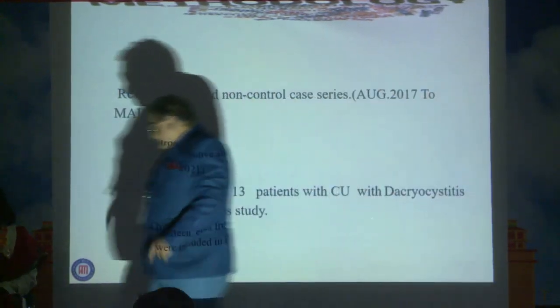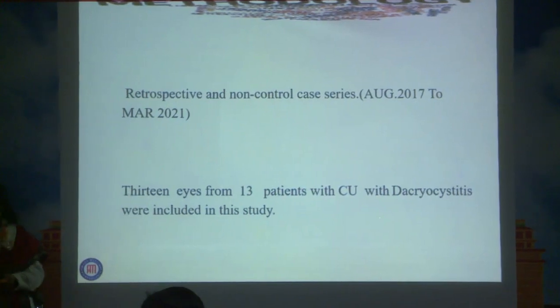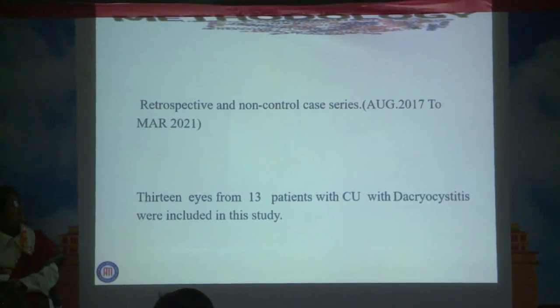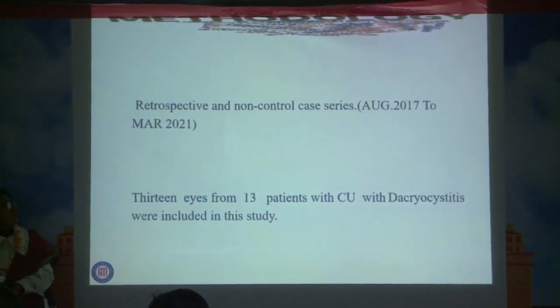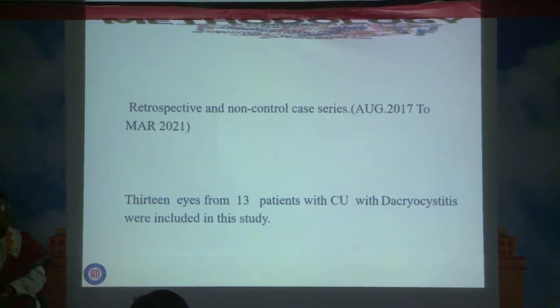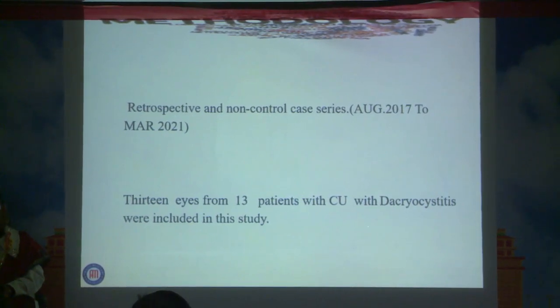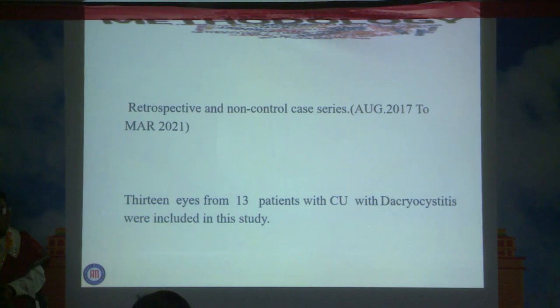This is a retrospective and non-controlled case series from August 2017 to 2021, and 13 eyes from 13 patients with corneal ulcer with dacryocystitis were included in this study.